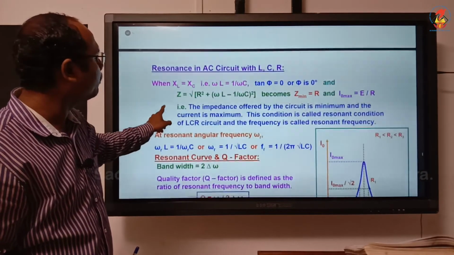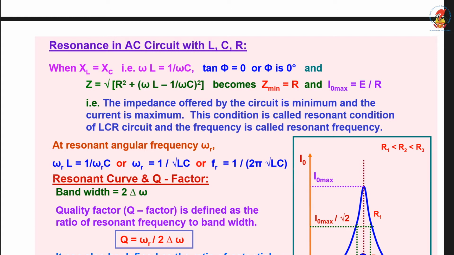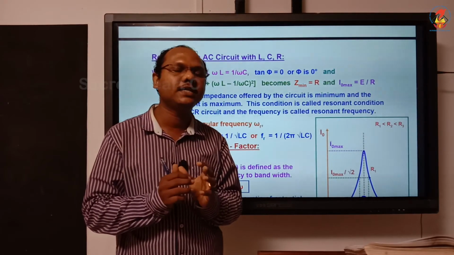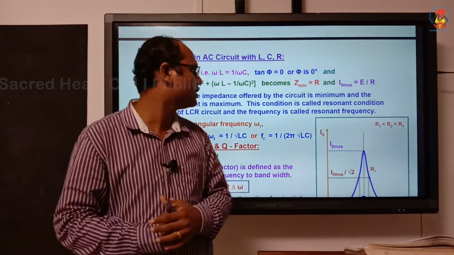So we will say like this: when XL equals XC, tan phi is equal to 0, which means phi is equal to 0, and as I told, Z becomes R only, because this term will be 0. Z becomes R and the maximum current will be E by R. That is why we said the impedance offered by the circuit is minimum and the current is maximum. This condition is called the resonant condition, and the frequency at which the resonance condition takes place is called the resonant frequency.